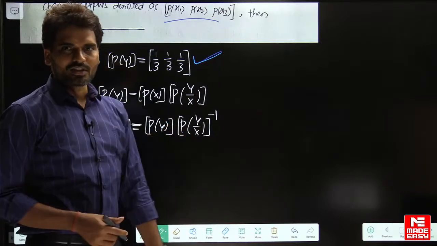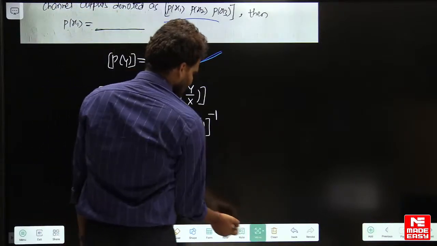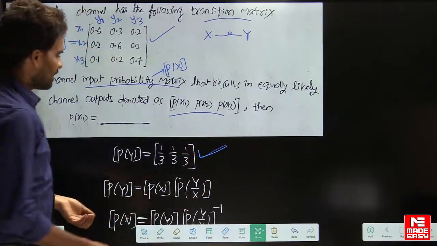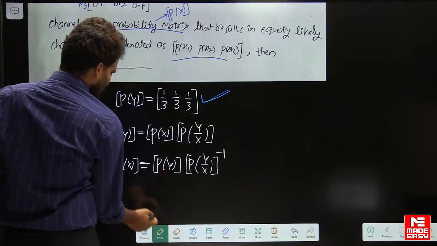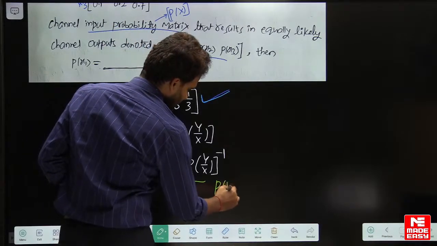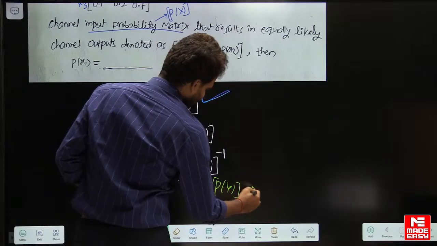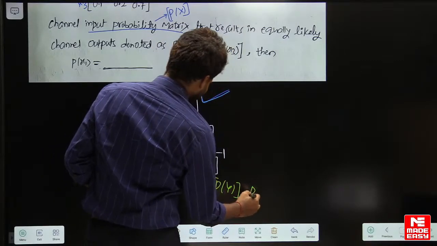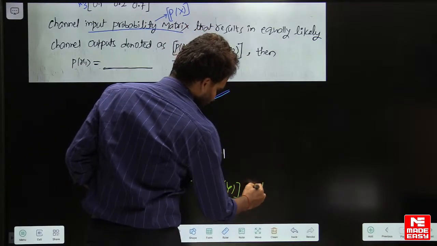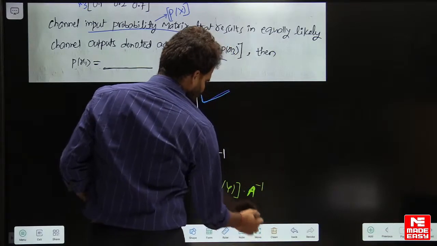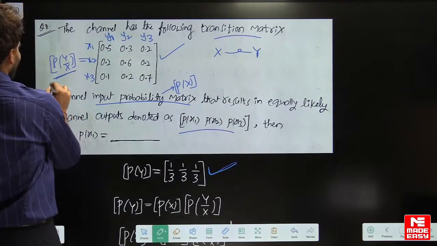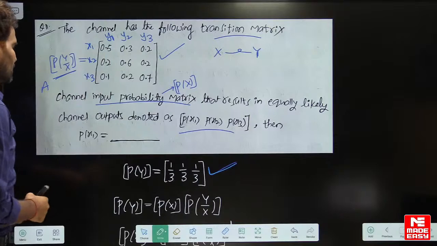So the inverse matrix you have to get. Py by x is given, and you have to get the inverse matrix of that. I think in mathematics you studied how to find an inverse. Okay, so I'm taking Py by x as some matrix A for my convenience. So this is some matrix A, and the inverse of this you have to find out.